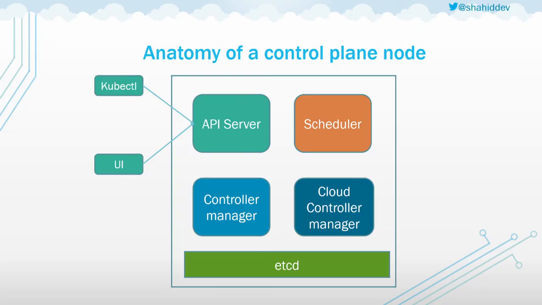Alongside the API server, we have the scheduler. The scheduler's job is basically to figure out where to run my containers. We can do some clever things with the scheduler, like giving it hints about where it should run containers. We have the controller manager, which is basically the main control loop in a Kubernetes cluster. Its job is to monitor the nodes and make sure the nodes are up.